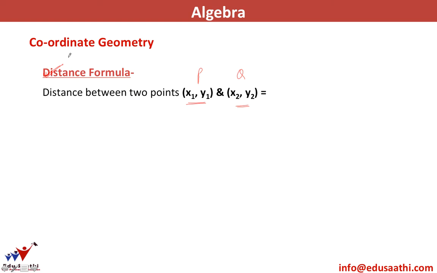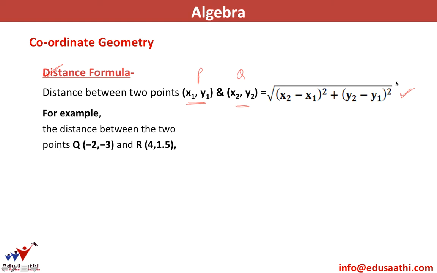Distance formula actually is the concept of Pythagoras theorem. So you can remember the formula. The formula is the square root of (x2 minus x1) whole square plus (y2 minus y1) whole square. It's actually an application of Pythagoras theorem only. So this is the formula that you will be using in order to find out the distance between any 2 points in the coordinate axis.